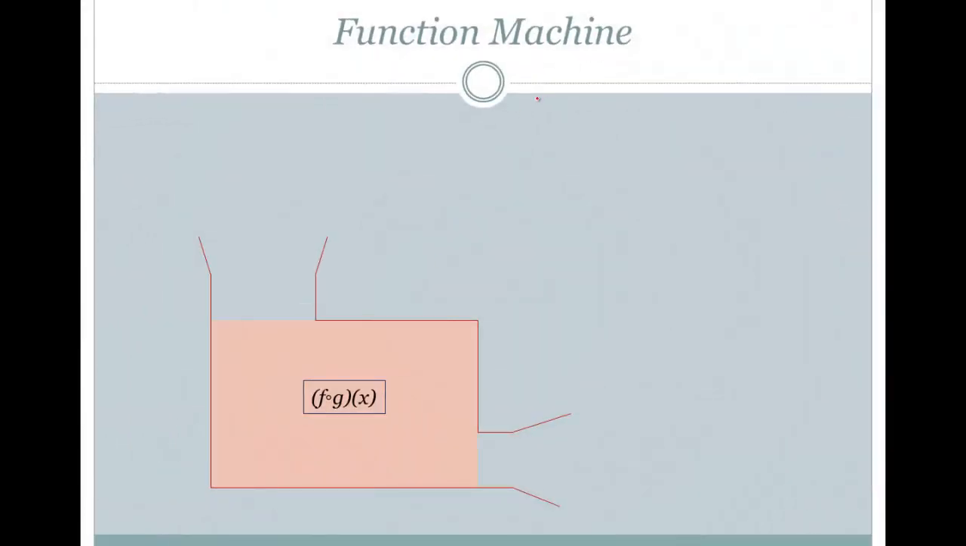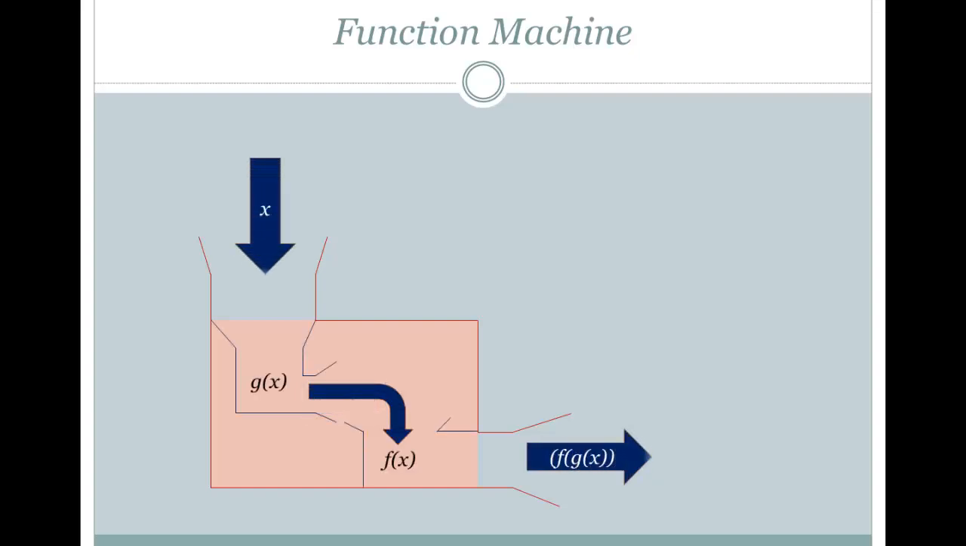And let's go back to our function machine. All right, and let's look at our composite function machine. Basically what it does is if I put something in, I'm going to get out f of g of x. Okay, so that's what it is. But now let's take a little bit closer look at what's going on inside our function machine.